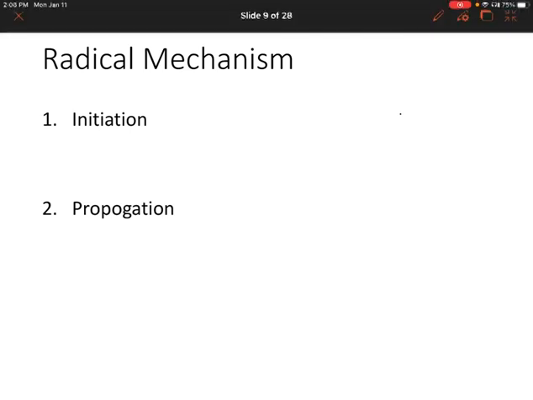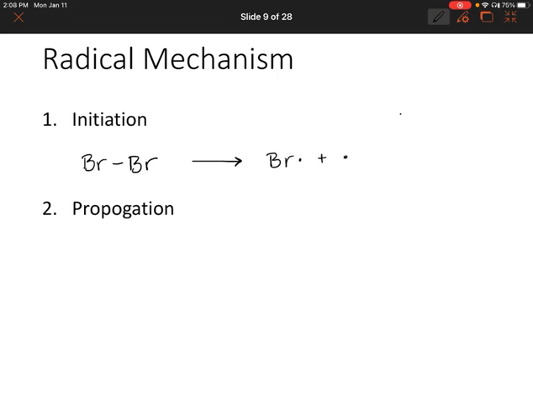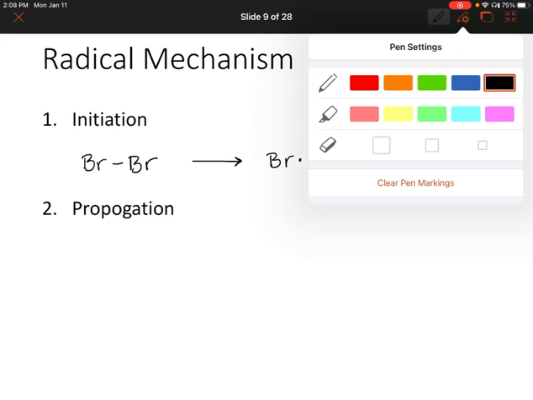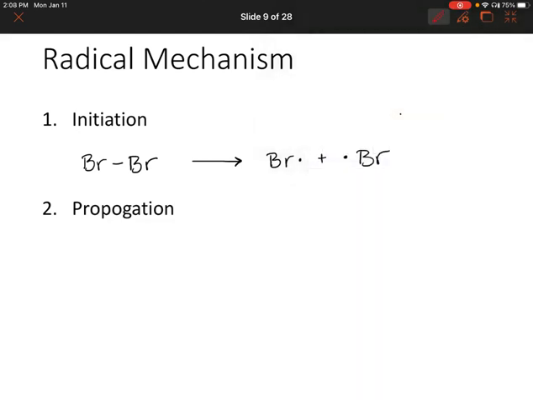So let's go back to initiation. So this is super simple. Let's say we have bromine, and we're going to create 2 bromine radicals. So we do this through homolytic cleavage. So the covalent bond between the bromine atoms is going to split, and one electron goes to one bromine atom, the other goes to the other bromine atom. So again, this is homolytic cleavage.